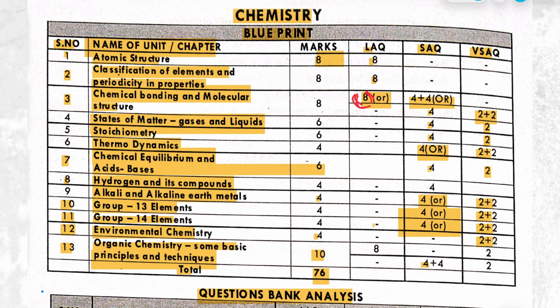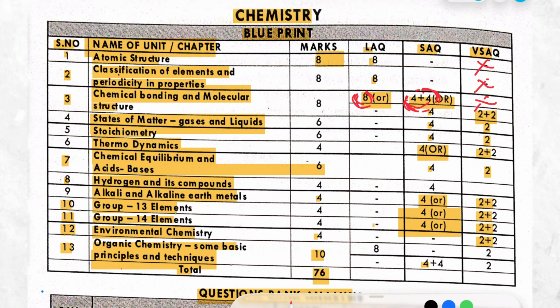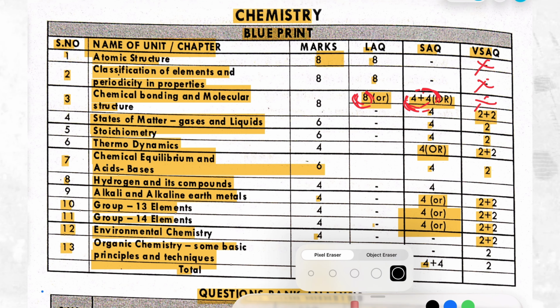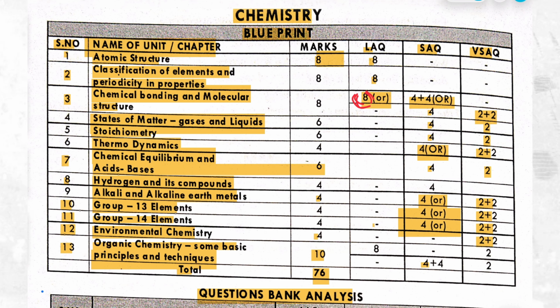Sometimes they ask an LAQ, and sometimes, as with atomic structure, they are going to ask you two SAQs. But no VSQs from this topic either. From these three topics, there are no VSQs. Previously, they did not ask any VSQ from these topics. Don't forget, generally they ask only LAQs and SAQs from these three topics.